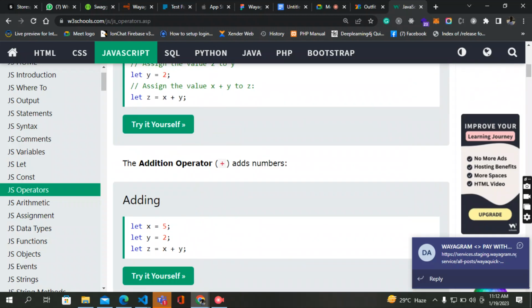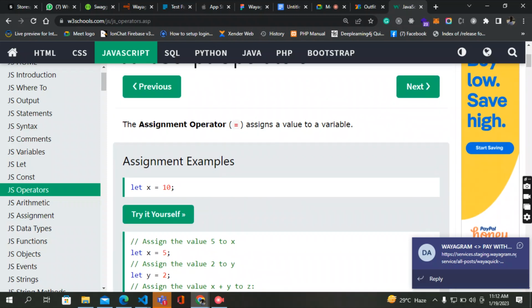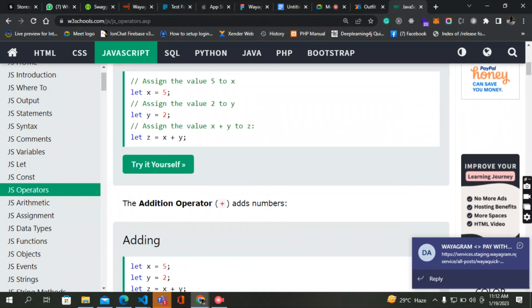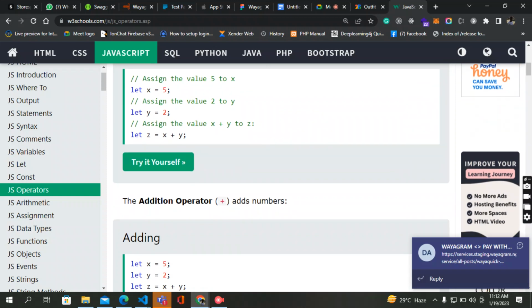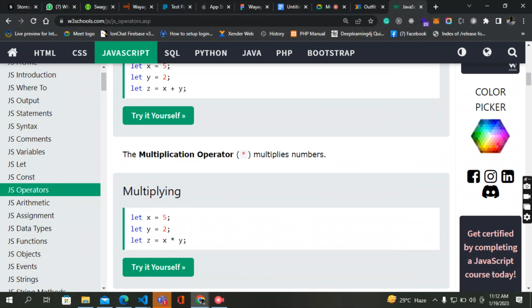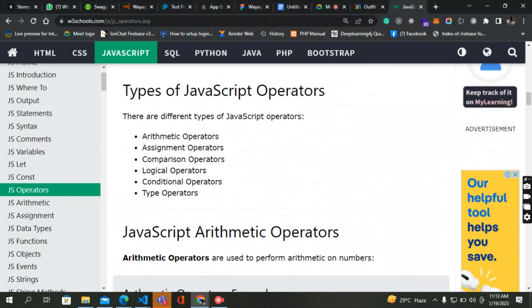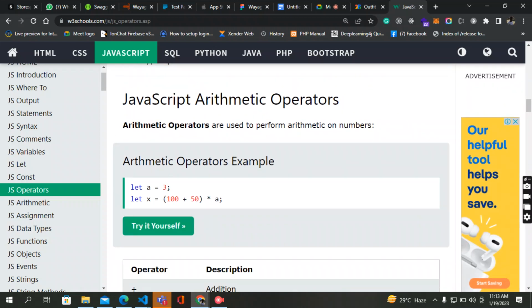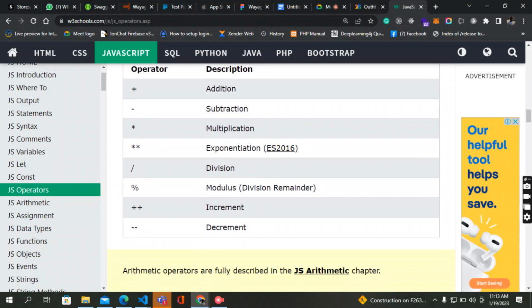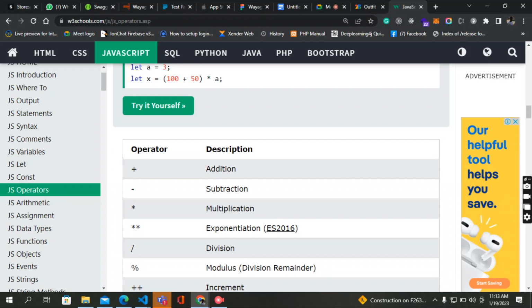So if you look at the first example that was done here, it's just an assignment operator, and then we have the addition operator under arithmetic operators. We have the multiplication operator. So both the multiplication and the addition operators are under arithmetic operators. I don't think we need to go deeper on that, because it's as simple as that.